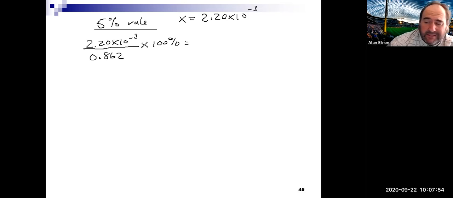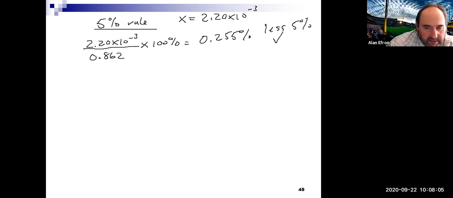your calculator doesn't die on you. There we go. 0.255%. And that is less than 5%. So this is a good assumption.